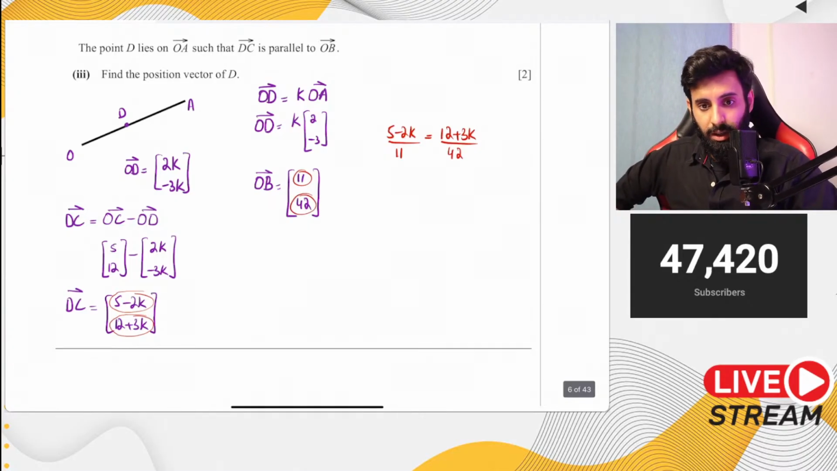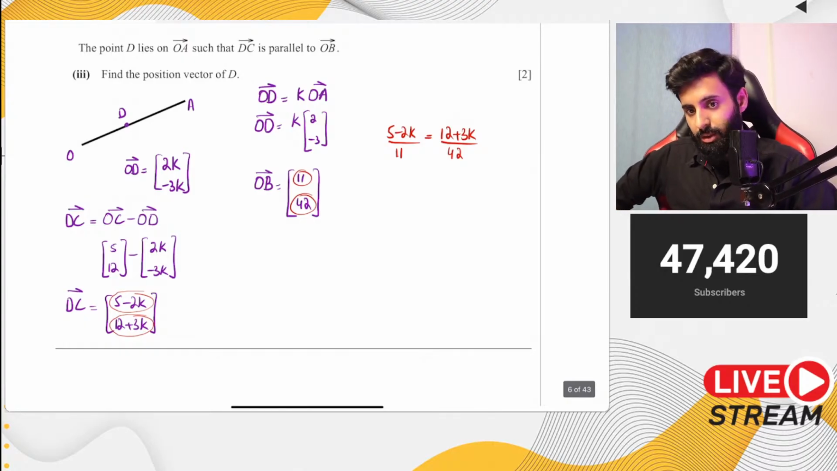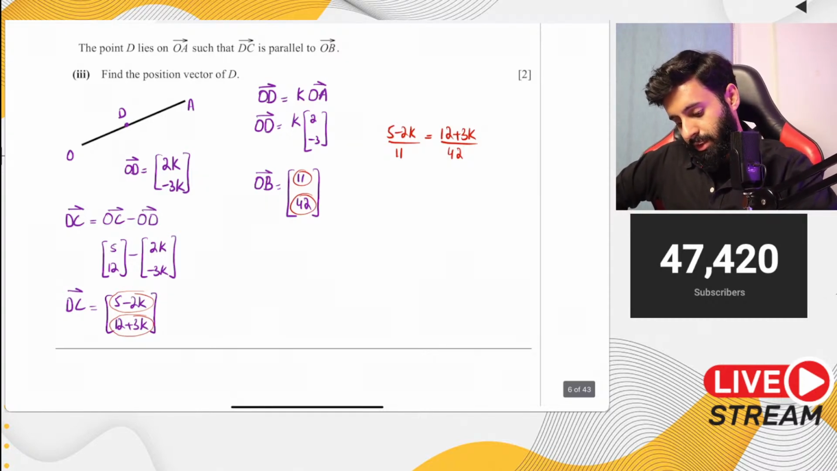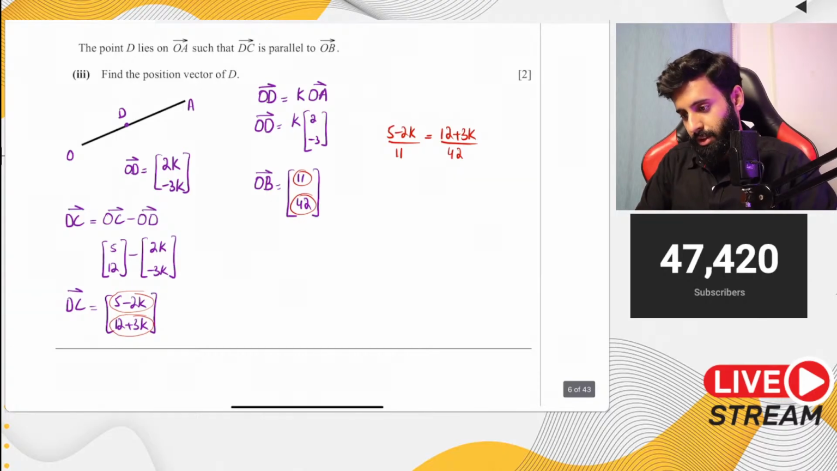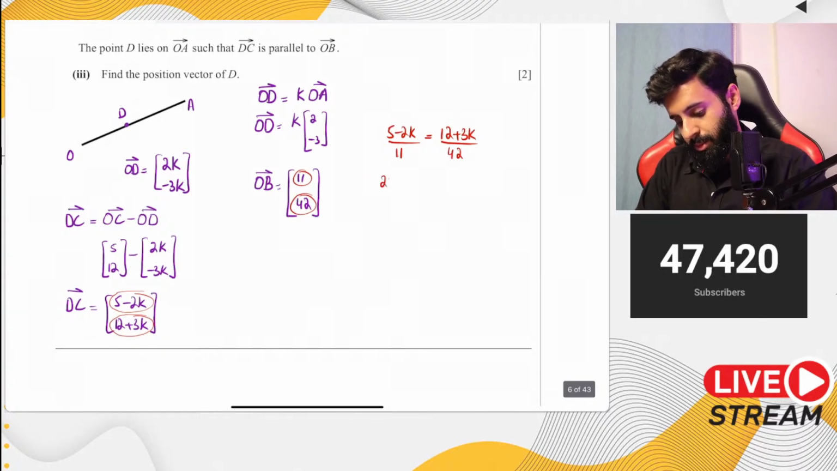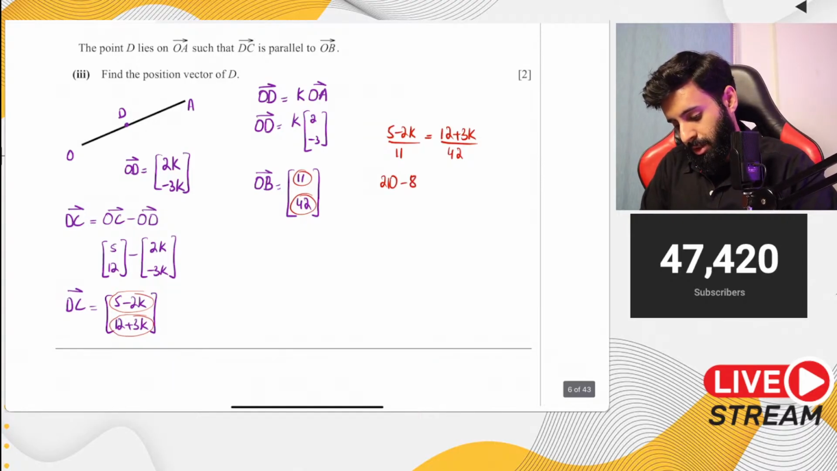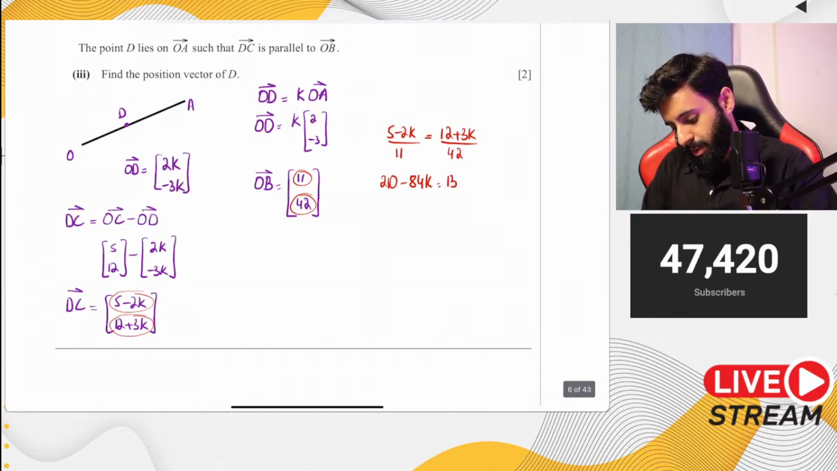Now what we're going to do is cross multiply and find the value of K. So let's do that. Let's see if we can simplify. No, I don't think we can simplify this. So let's just cross multiply: 5 into 42 is 210, minus 42 into 2, so that's 84K, which is equal to 11 into 12, so that's 132 plus 33K.